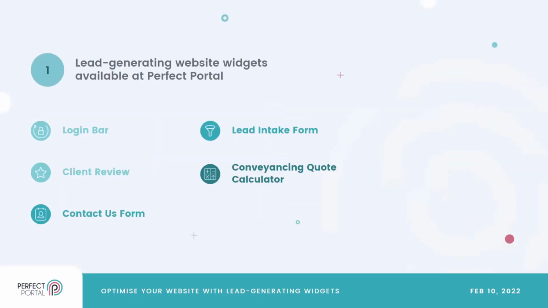All right, so I'll go through what widgets we actually have here at Perfect Portal. I'll go a bit more in depth with them, but just to give you a quick summary, we've got the login bar, the client review widget, the contact us form widget, the lead intake form widget, and then finally our conveyancing quote calculator. I'll also go through how you can add different branding app elements to your website so clients know, hey, you've got an online portal and app.